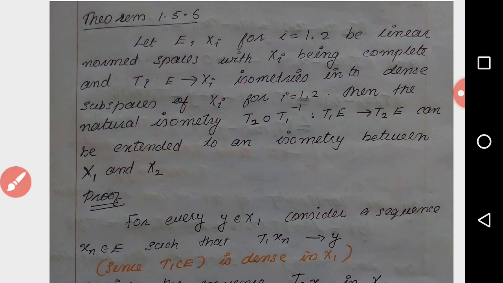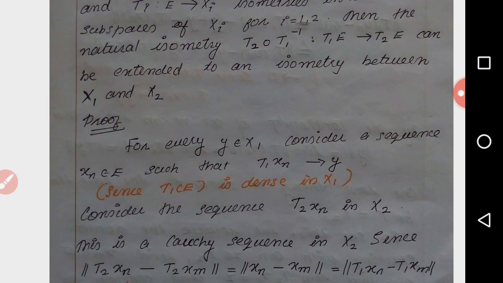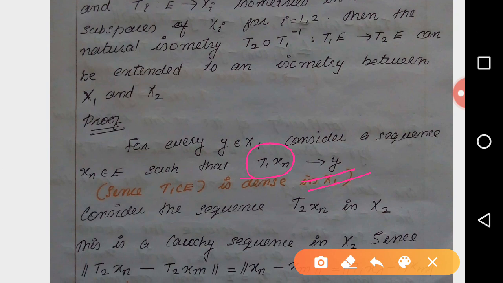Okay, so given that T1 is an isometry into a dense subspace of X1, if we take any element y of X1, we can construct a sequence in E such that T1 xn converges to y. Here we are taking some sequence xn belonging to E such that T1 xn converges to y. Now we consider another sequence T2 xn in X2.